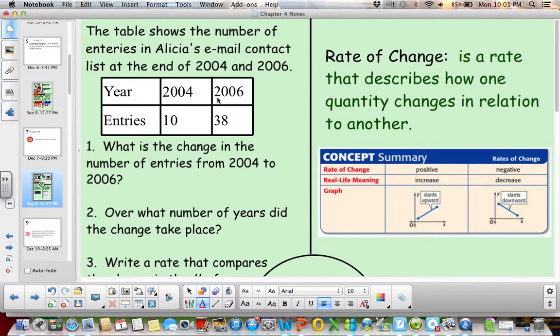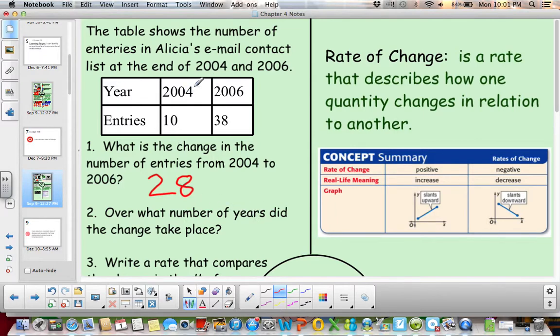If we look at this table that shows the number of entries in Alicia's email account list at the end of 2004 and the end of 2006, we can see that in 2004 she had 10 entries, and in 2006 she had 38 entries. So what is the change in the number of entries from 2004 to 2006? The change from 10 to 38, so 38 minus 10, is 28 entries.